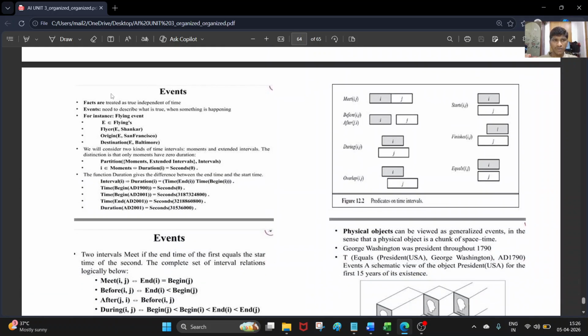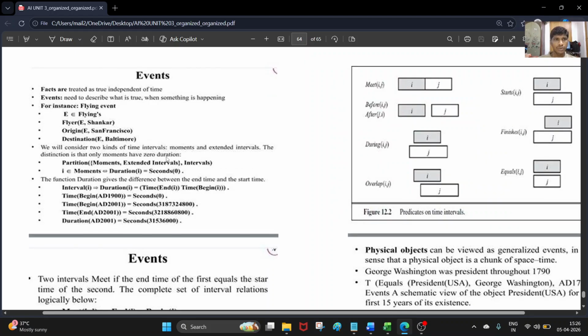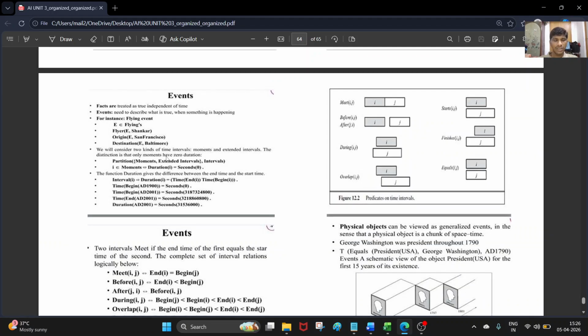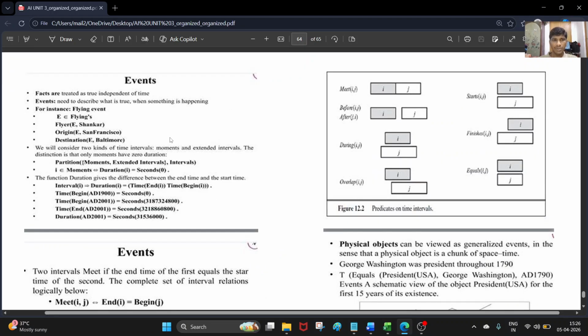Next, events. Events are treated as true independent of time. An event is any process that happens within a time duration. We need to describe what is true when something happens. For example, a flying event: Flyer(E, Shankar), Origin. Shankar flies from where? E is a flight from San Francisco to Baltimore. So this is the source and this is the destination.